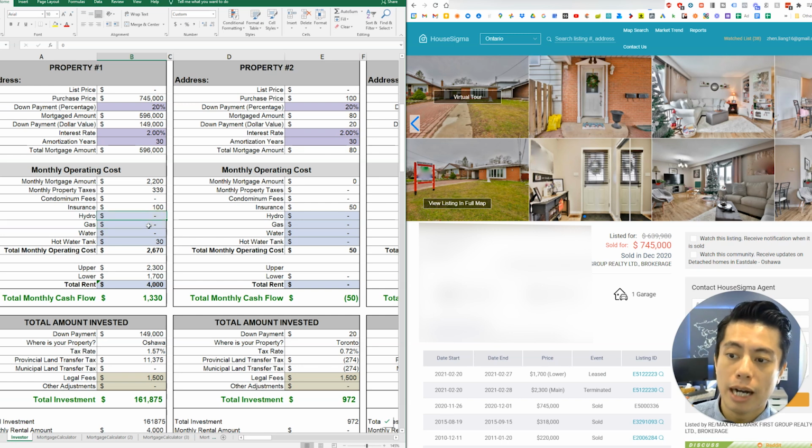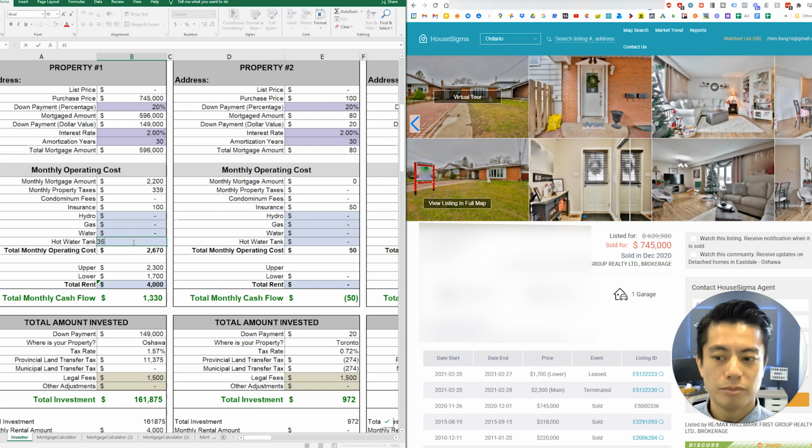So that means our hydro, gas, water is at a zero. There is a hot water tank. I think that it's either 28 or 35 bucks. Let's just put 35 bucks for the sake of it, right? And then that gives you your total monthly operating costs.